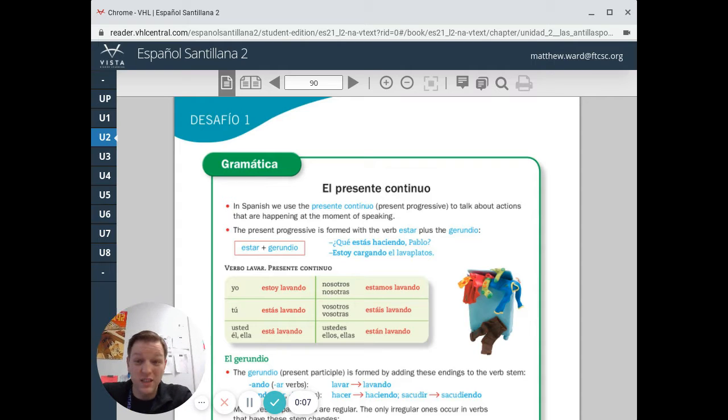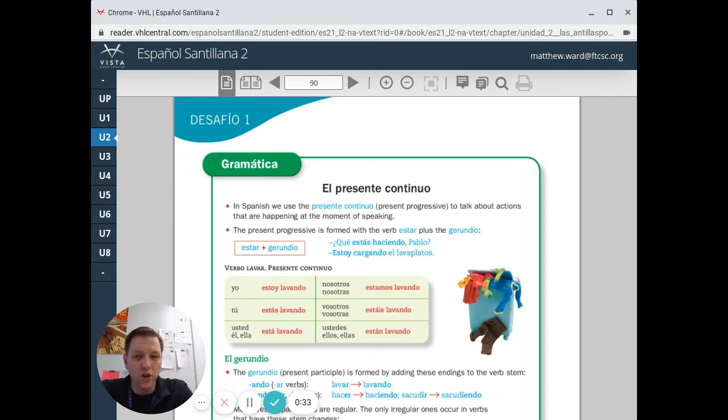We're talking about the present progressive verb tense today, also known as el presente progresivo, or as the book calls it, el presente continuo. Ready? Here we go. The present progressive is talking about actions that are happening right now. In English, we use an -ing word. That's known as a gerund, or a gerundio in Spanish.